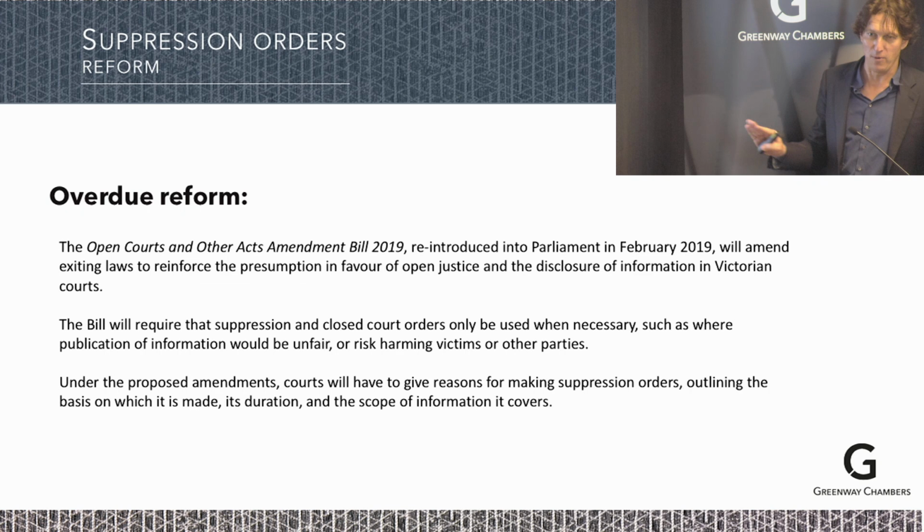It's very aspirational, and it's designed to make you feel as though the days of open justice are upon us again. Courts will have to give reasons for making suppression orders, outlining the basis upon which they're made, their duration, and the scope of information that they cover. And closed court orders may only be used when necessary, such as where the publication of information would be unfair or risk harming victims or other parties. I just want you to look at the word unfair.